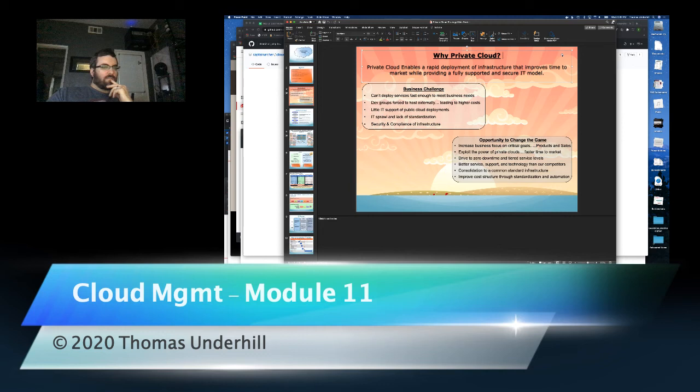It enables a rapid deployment of infrastructure that improves time to market while providing a fully supported and secure IT model. Okay? That's the language that I crafted with one of our executives in IT. Okay? And this one slide alone took us 2 months to develop, okay? Because we couldn't agree on it. You don't have 2 months, so you need to think of a concise way to state things.